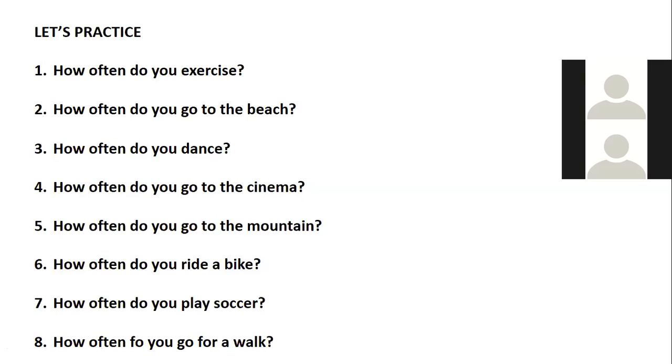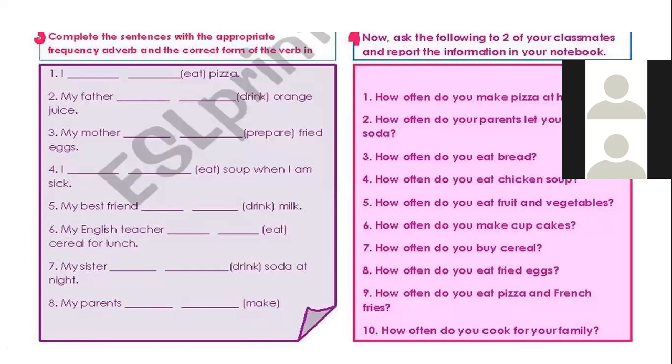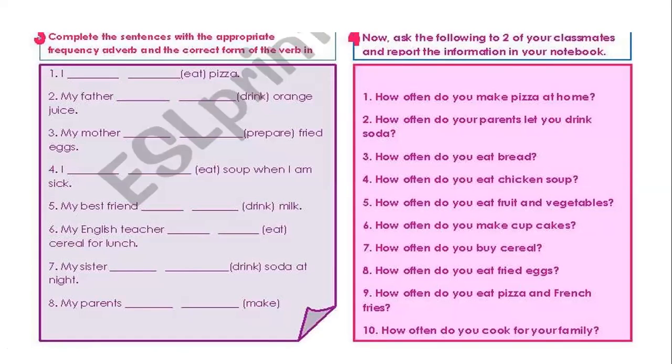So whenever people ask you how often, you normally answer with a frequency adverb. That means with some of the words that I already taught you. Okay, so here in this exercise, it says, complete the sentences with the appropriate frequency adverb and the correct form of the verb. For example, I eat pizza. Depending on your likes and dislikes, you can say, I never eat pizza, or I always eat pizza, or whatever, right? Depending. My father drink orange juice. My mother prepare fried eggs. I eat soup when I'm sick. So the word in the parentheses is the verb that you have to use with the frequency adverb that you are going to add according to your preference.